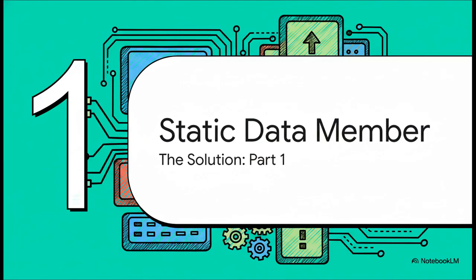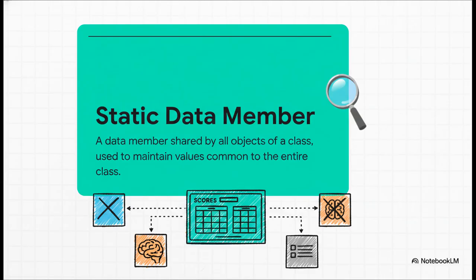Well, it has this really elegant solution. And the first part of it is something called the static data member. Okay, so what is that exactly? Basically, a static data member is a variable that is shared by all objects of that class. It's not personal property for each object. Nope, it's that central scoreboard we were talking about. One score for the entire team.